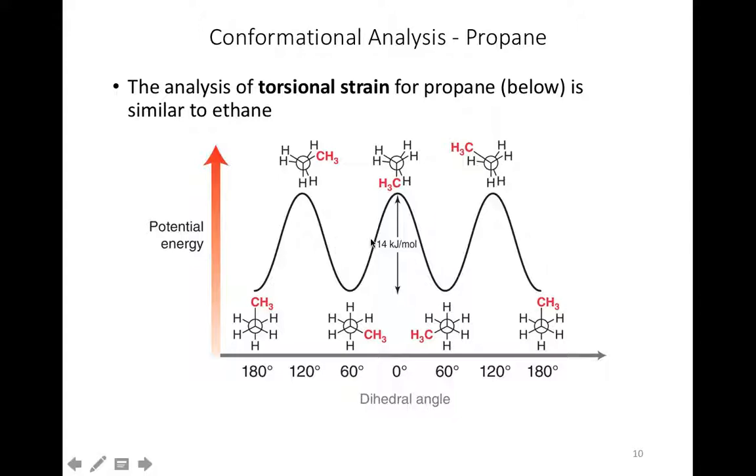So propane is very similar to ethane, only now instead of having all hydrogens, we have a methyl group, and the barrier to rotation is a little bit higher. In ethane, it was 12 kilojoules per mole. Now it's 14 kilojoules per mole.